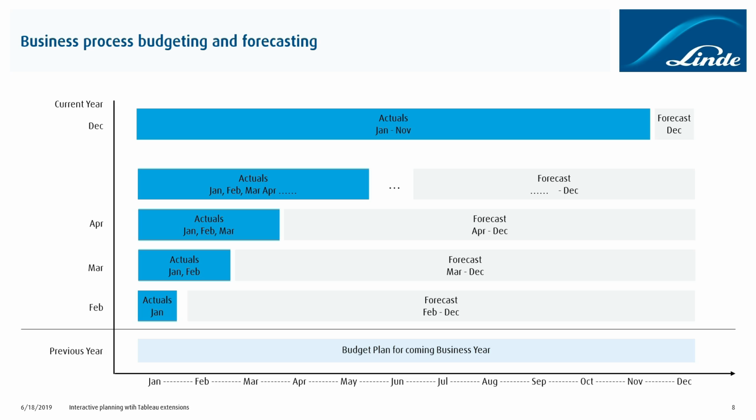Same game then in March. I have the actuals for January and February. I have some more information. I can adjust my forecast for March until December. And basically, in December, I still can give a forecast for December, which might change. That is basically the whole story of the process.